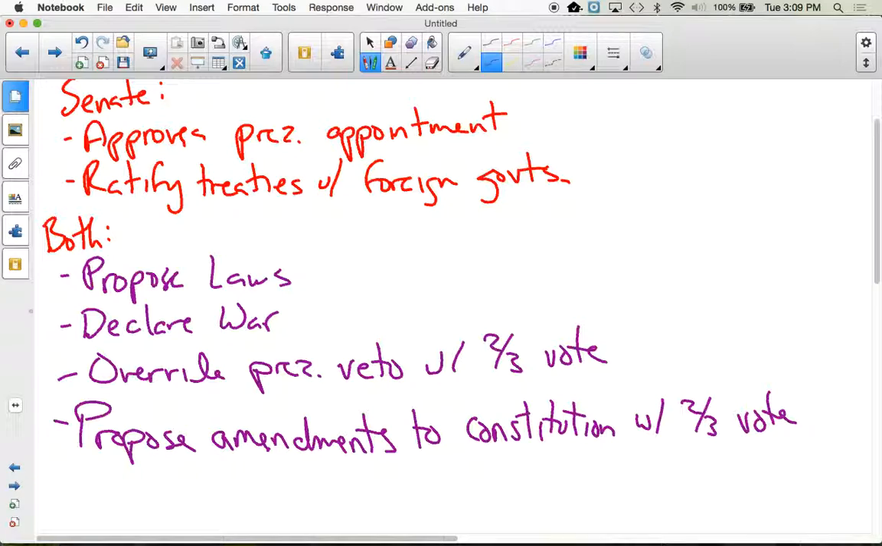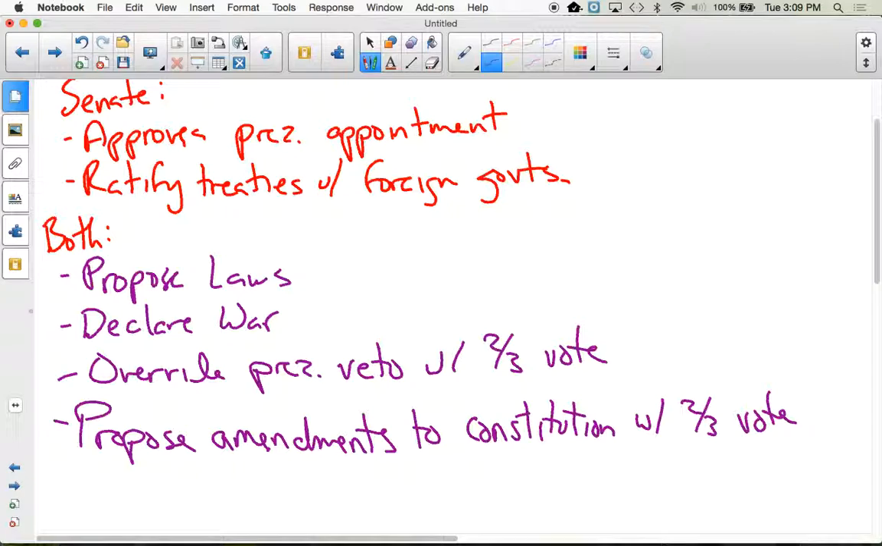The president then has a choice, and this is the president's check on laws. The president can either sign the bill, and if he signs the bill, it becomes a law. Or he can veto the bill. If he vetoes the bill, it returns back to Congress, back to where it originated. The Congress then has the choice of doing one of three things. One, they can just forget about it. Two, they can amend it and then start the process all over again. Or three, they can try to override it.